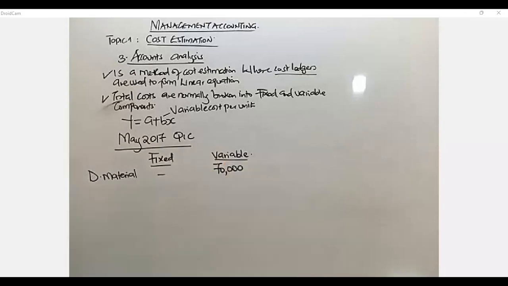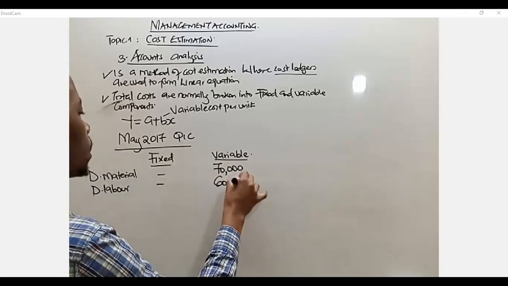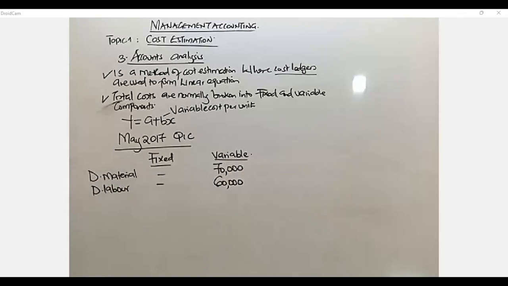Correct. Then we have direct labor. Direct labor, we have 60,000. We have rent. Rent, even the examiner has told you, is fixed. So our rent is 35,000. Correct. Then we have something called electricity. Electricity, the examiner said, 30% is fixed. The other one is variable.